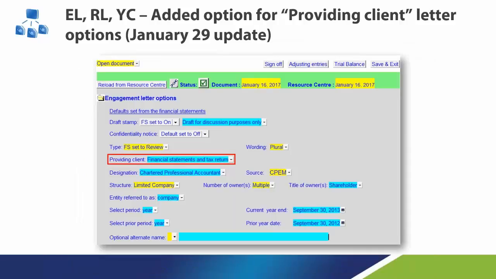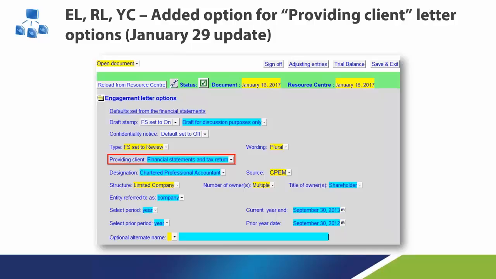And then for the engagement letter, the year-end checklist and the client representation letter, you'll see that it added the option for providing client letters. So now you have the option to choose whether you're providing the client with financial statements and a tax return, or whether you are just providing the client with a tax return.